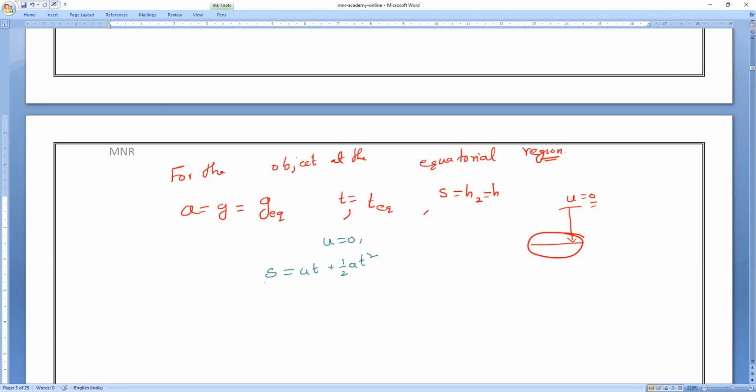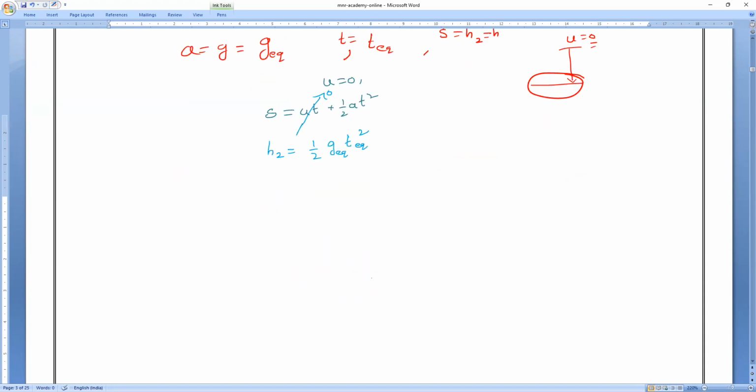Now you can take it, everybody. S is equal to half g H2, with initial velocity zero. G value at the equator, so T squared means... So replace it now, everybody. So what will happen? Your time period at the equator squared is equal to 2H2 divided by the acceleration due to gravity at the equator.